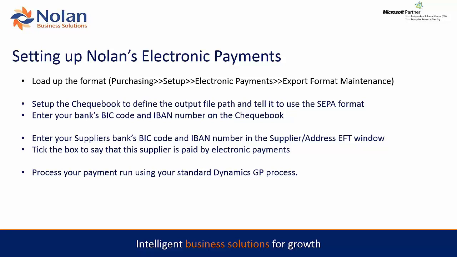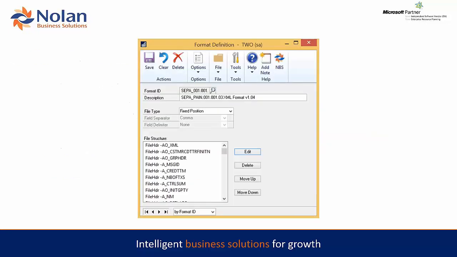Once that's done, you're free to process your payment run using a standard Dynamics GP process, and the Nolan's Electronic Payments module will output the file for you once that payment has been posted. We're going to have a look at a couple of screenshots here.